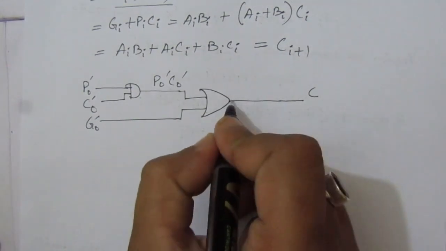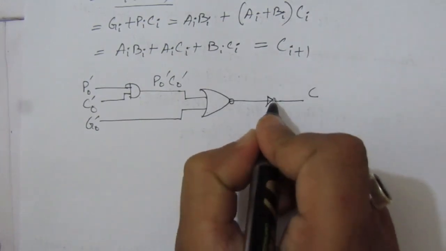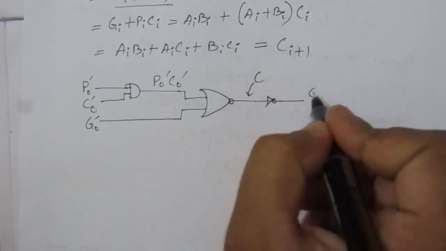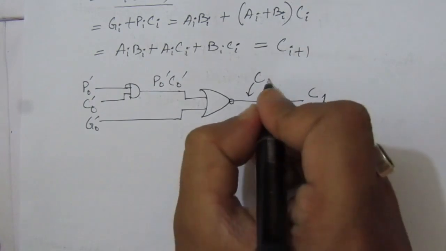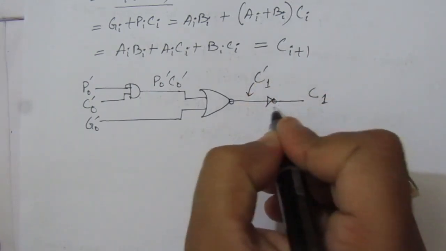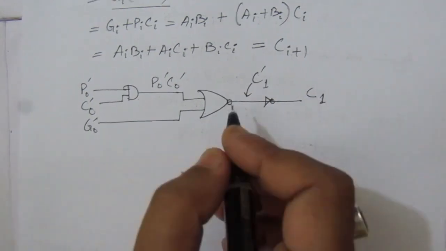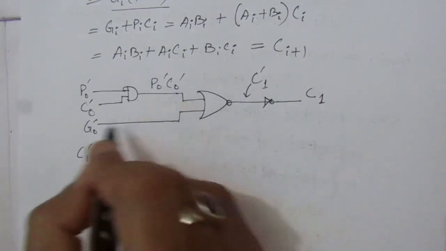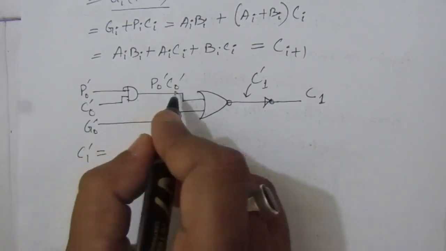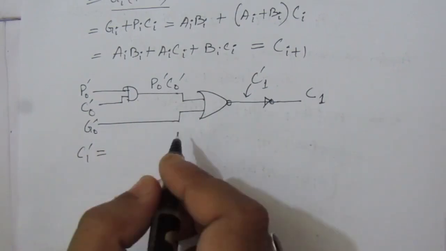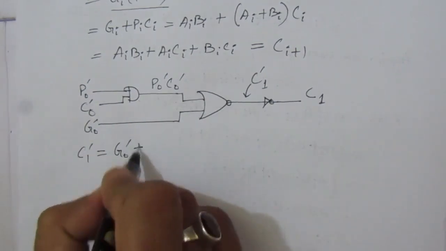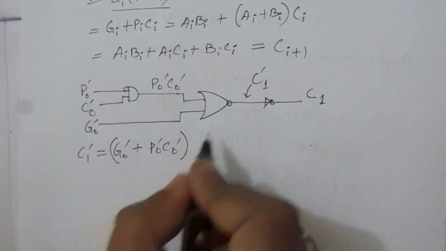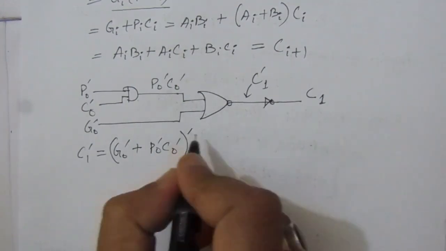Okay, so what we have to do is put an inverter here and then put an inverter again. So here we will get C1 complement, and after this NOT gate we will get C1. So from here we can find that C1 complement is equal to this one into this one, so this one plus this one, and this plus this again complemented. So suppose we have G0 dash plus P0 dash C0 dash. This is the OR gate. And if we have an inverter here, this is a NOR expression. So we'll have a complement here.